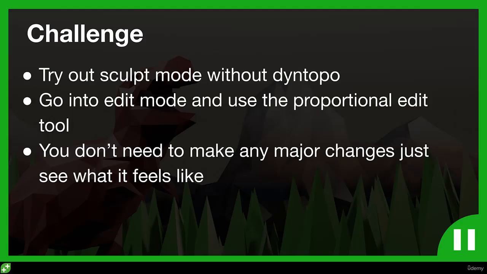So your challenge then is to have a quick go using sculpt mode, without Dyn Topo, using the grab brush just to move the mesh around very slightly. You don't have to make any major changes, just to see what that feels like. And also go into edit mode and use the proportional edit tool. Select a vertex and remember to use the wheel of your mouse to change that circle of influence and just see what that feels like. Again, you don't have to make any major changes. Just try these things out so you know how they work. Once you've done that, make sure you've saved your work, ready for next time.